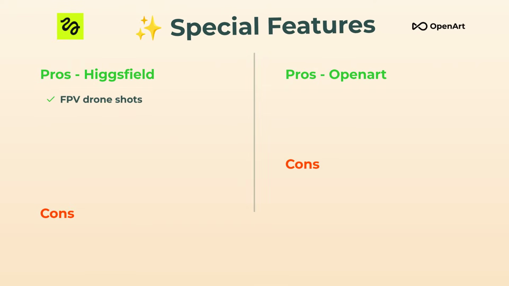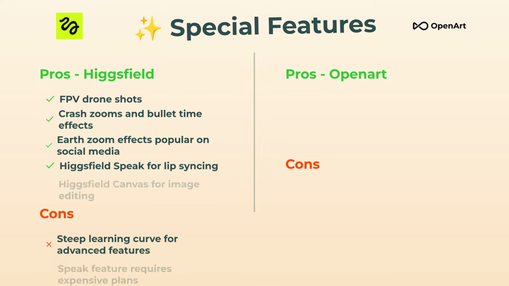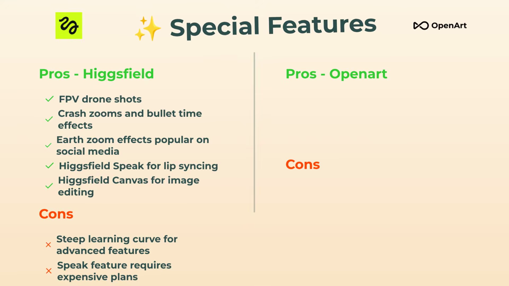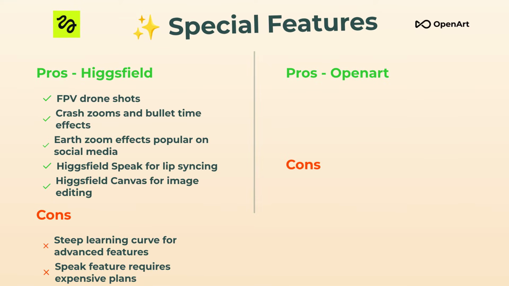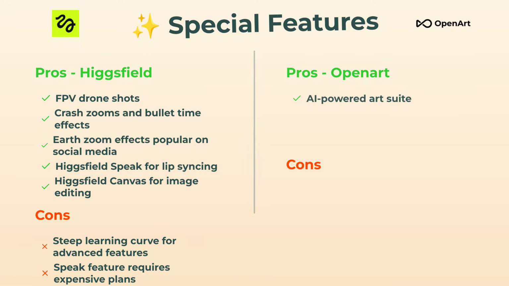Special features? Oh, and here's where things get spicy. Higgsfield brings out FPV drone shots, earth zooms that have seriously taken over social media, crash zooms, and lip syncing with Speak. Plus, there's Higgsfield Canvas for even deeper image editing. Downside, kinda tricky to learn. And that cool Speak feature is trapped behind expensive plans.